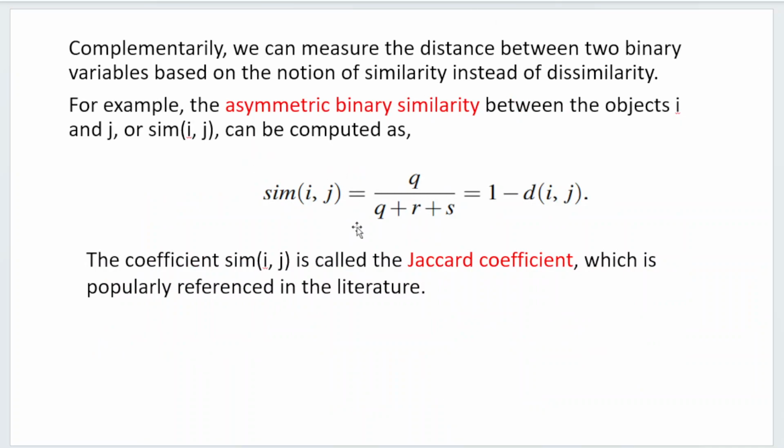For the asymmetric binary dissimilarity between objects i and j, we can also calculate the similarity of i comma j: similarity(i, j) = q / (q + r + s) = 1 - d(i, j). This similarity quotient has a specific name, called the Jaccard quotient.